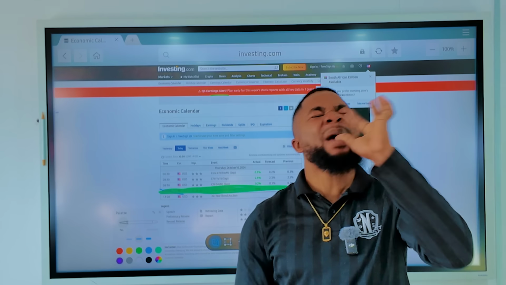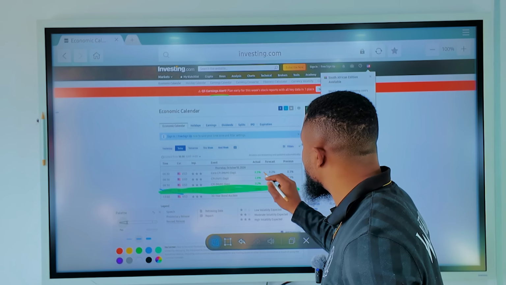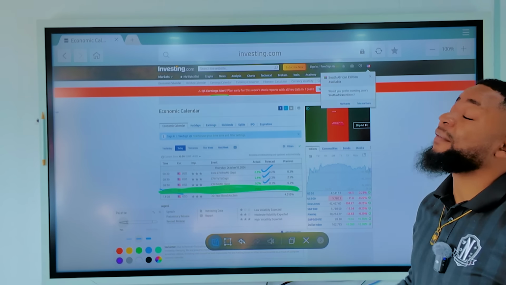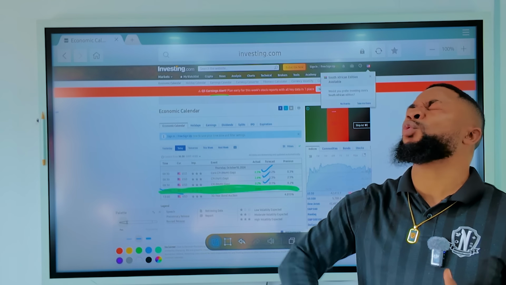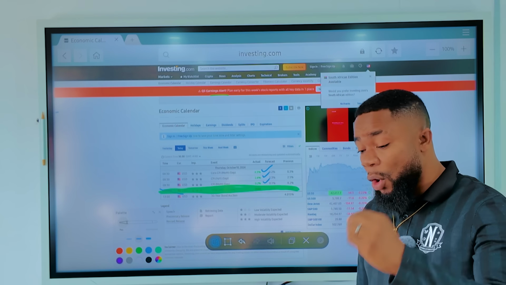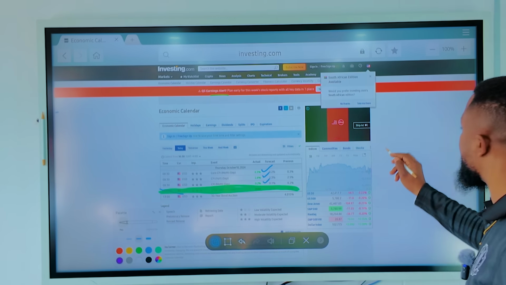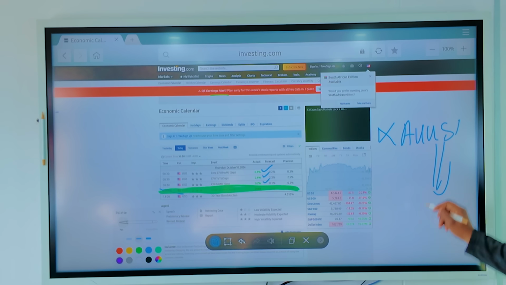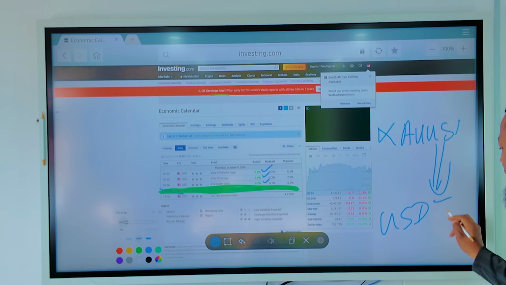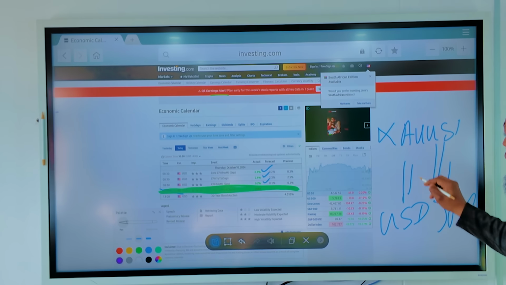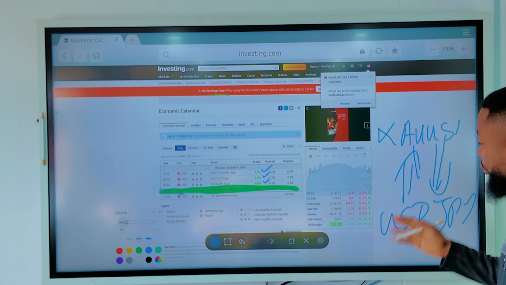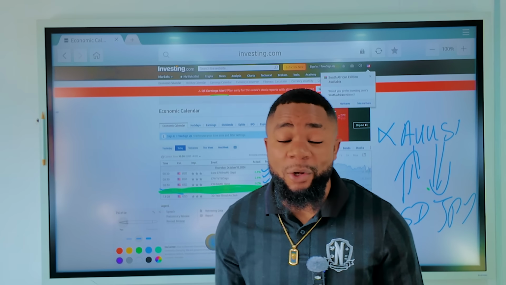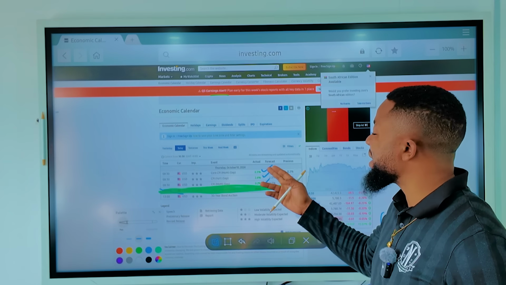This would have been the best news event ever, because you can see this one was positive, this one was positive, this one was positive. Meaning you would have seen USD/JPY shooting up straight. You would have seen gold shooting down, because remember, gold is XAU/USD, so you expect it to go down. USD/JPY, you expect it to go up. Can you see that? This would have been a news event that would make you millions, because all the news events are in one direction.